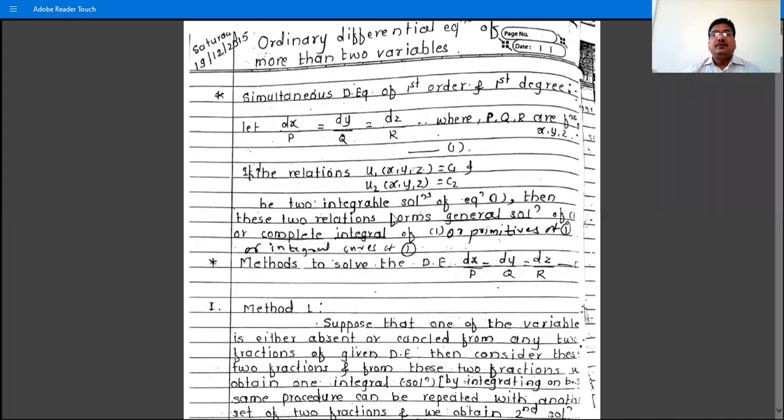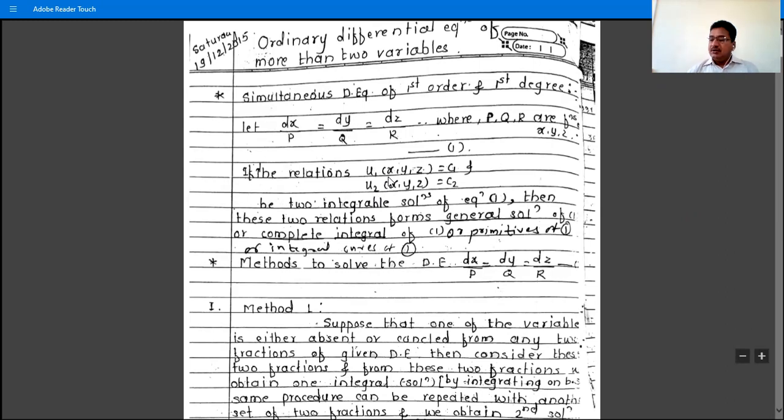Welcome all of you to semester 2, and we are going to start paper number 5 of semester 2, and it's partial differential equation. In the previous semester, the fifth paper was ordinary differential equation. And what is the difference between ordinary differential equation and partial differential equation?